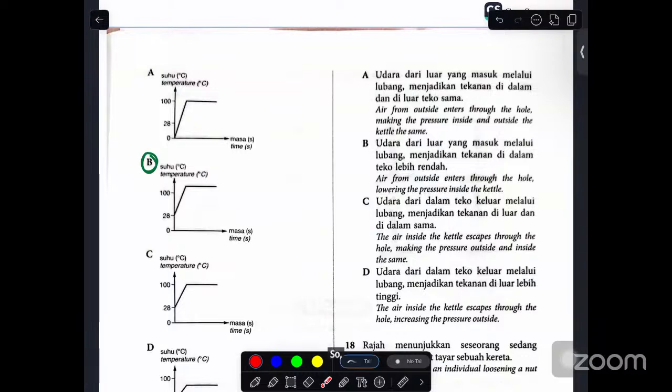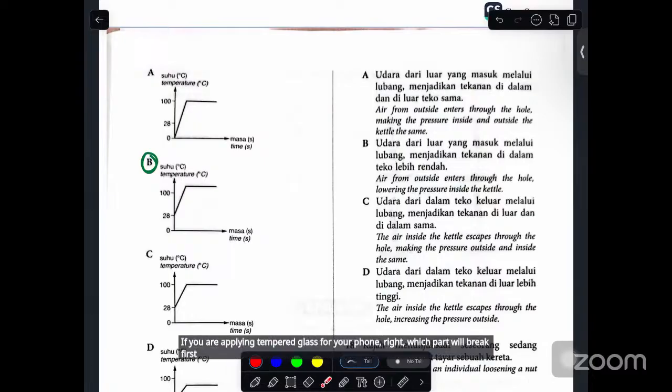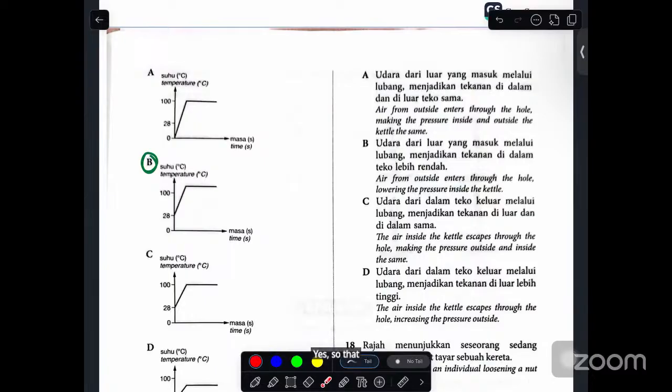So tempered glass weakest point, student yang pakai handphone, kalau ada tempered glass, bahagian mana yang akan pecah dulu? Students who's using phone, if you are applying tempered glass for your phone, right? Which part will break first? Yes. So that is the weakest point for tempered glass. Bahagian tepi adalah bahagian yang sangat lemah for tempered glass. So that's why that part will break first.